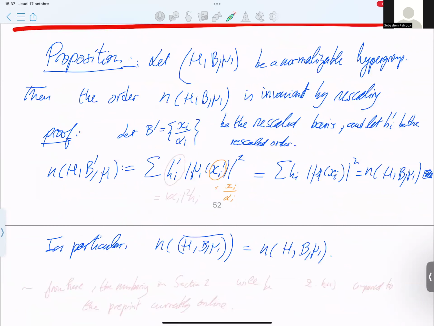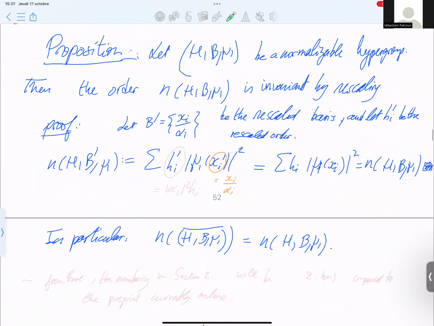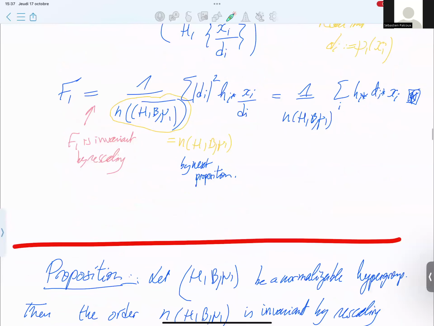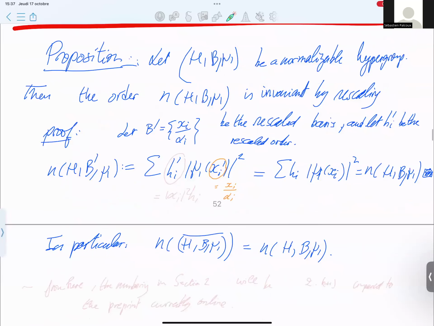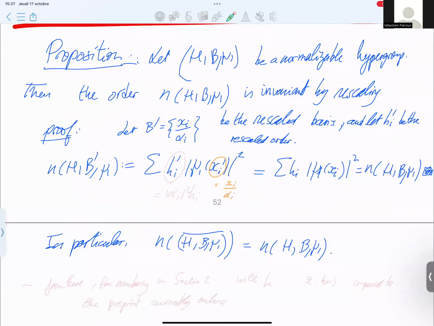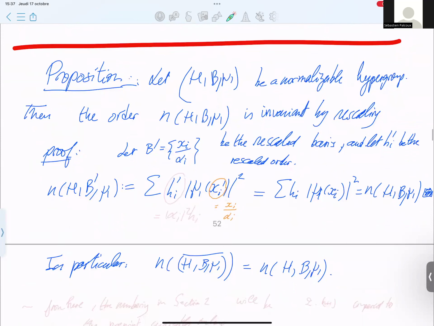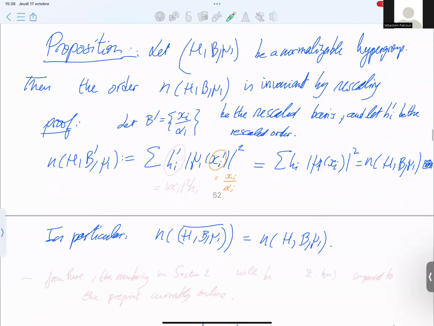Okay. Now, so as I said, we did not use abelian somewhere. So you take a normalizable hypergroup. Okay, so this proposition is saying that the order is not just invariant by the dual as we proved before, but it's also invariant by rescaling, which may be important.